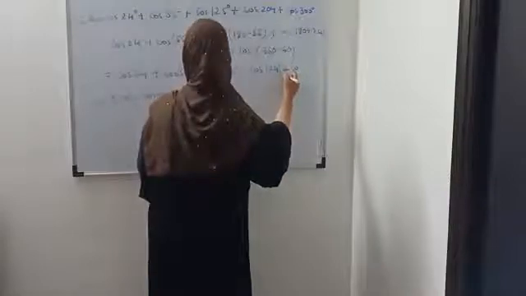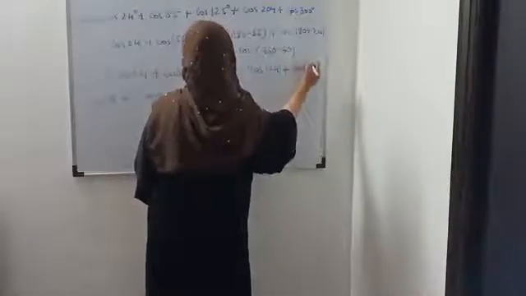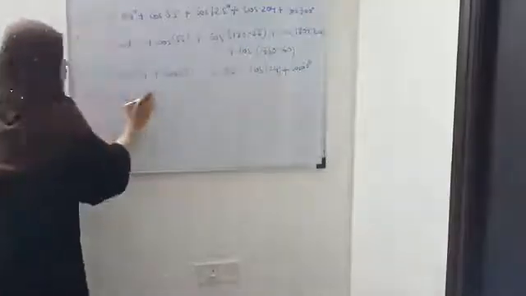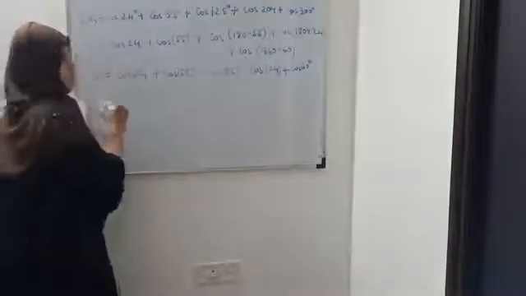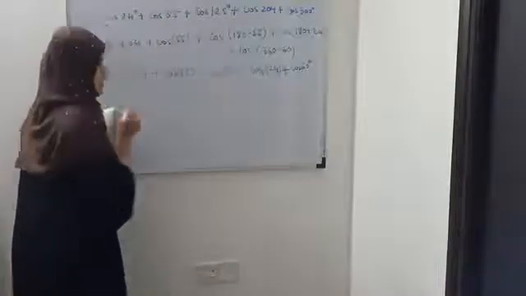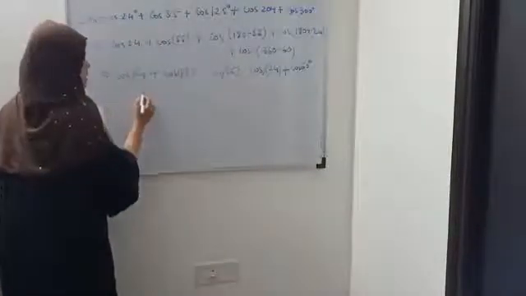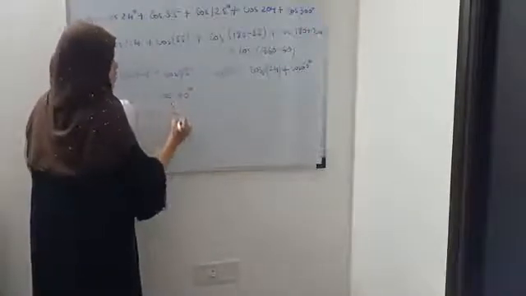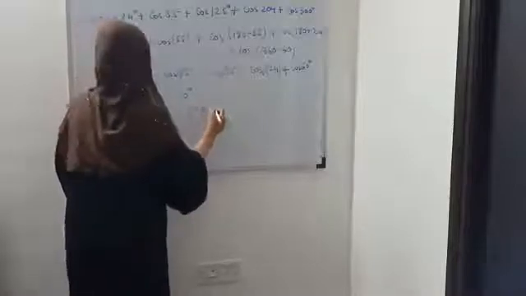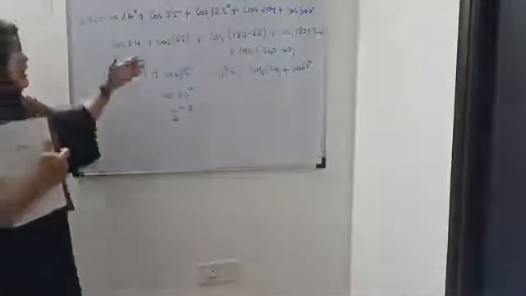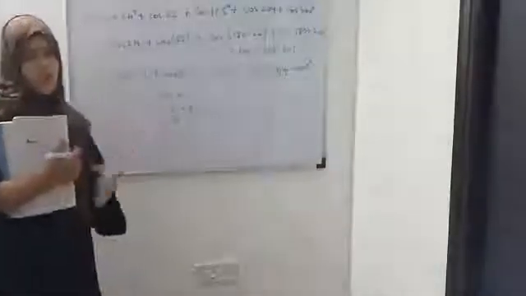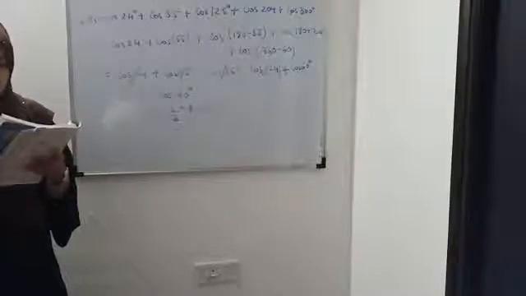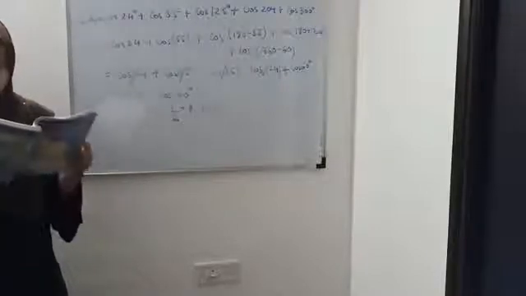And the last one, cos(2 pi minus theta), is cos theta only, so plus cos 60 degrees. So here cos 24 and cos 24 will get cancelled, cos 55 and cos 55 will get cancelled, and you will be left with cos 60. And we know that the value of cos 60 is half, which is equal to your RHS. ओके तो देखा अलाइड एंगल्स का यूज करने से हमारा आंसर कितना कॉम्पैक्ट हो गया है. It is very easy.